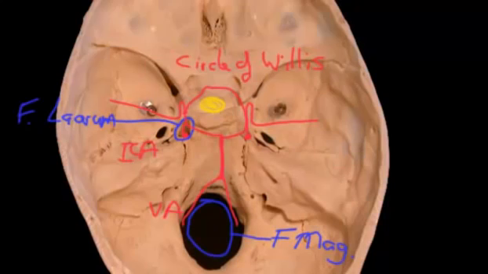So there's two more, foramen lacerum and foramen magnum, two other major foramina that we don't see for cranial nerves, but we see for other reasons. That's a good summary of all the foramina on the internal surface of the base of the skull.